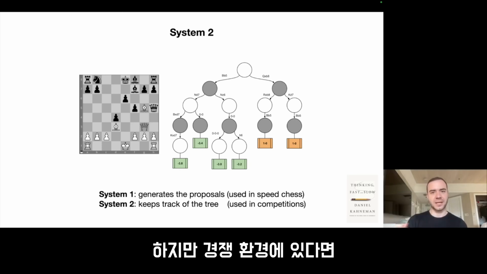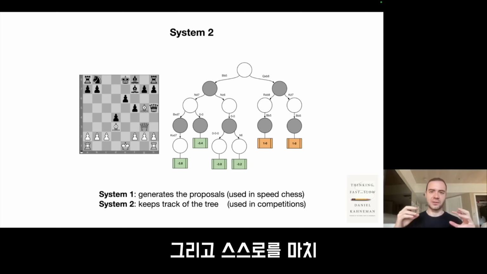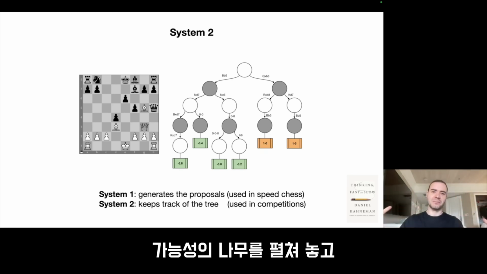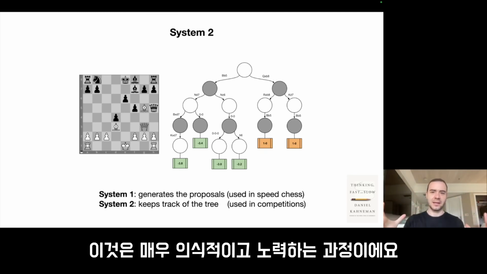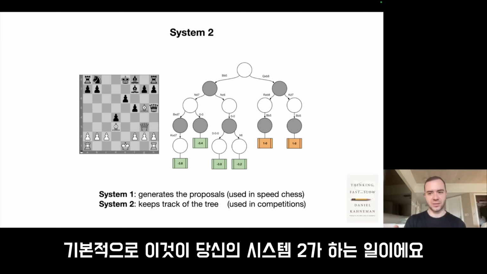But if you're in a competition setting, you have a lot more time to think it through, and you feel yourself laying out the tree of possibilities, working through it and maintaining it. This is a very conscious, effortful process. Basically, this is what your system 2 is doing.